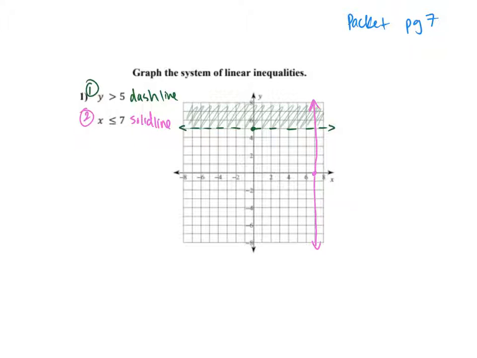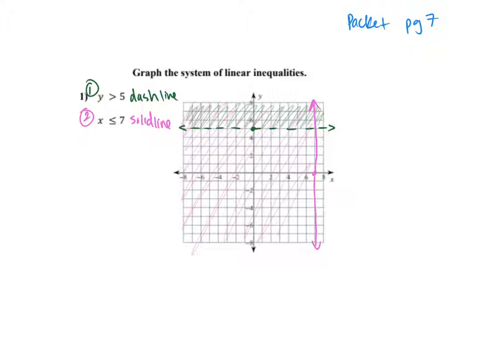And so the shading part, when I look at it, x is less than 7. So the shading part represents x. So you want to shade on the left-hand side. These values on this side are less than 7, whereas anything to the right is going to be greater than 7. So I'm going to shade this part.